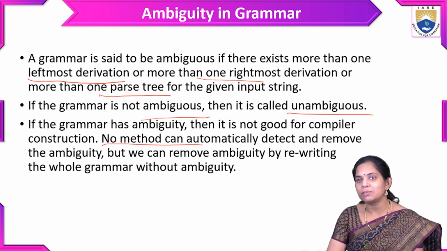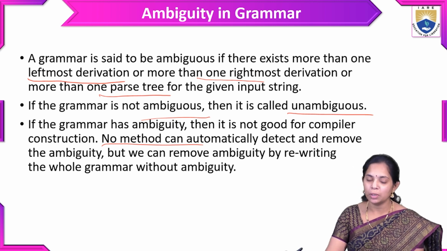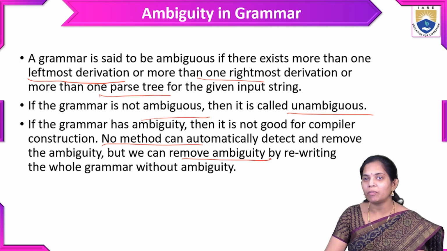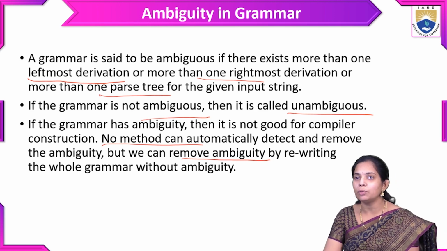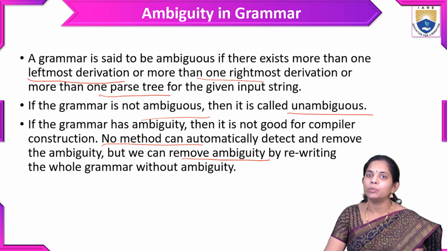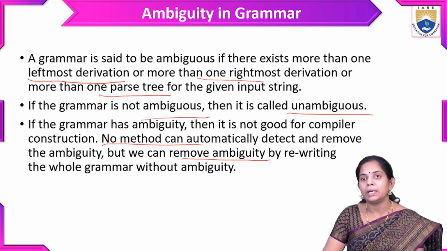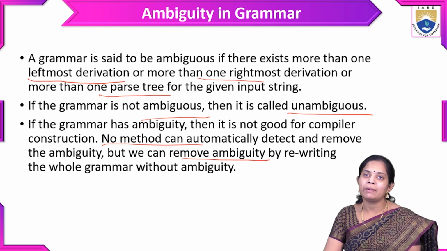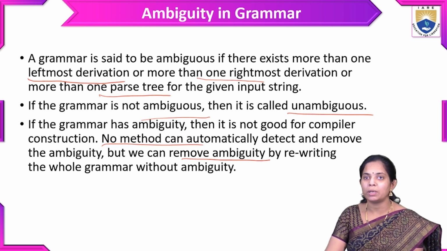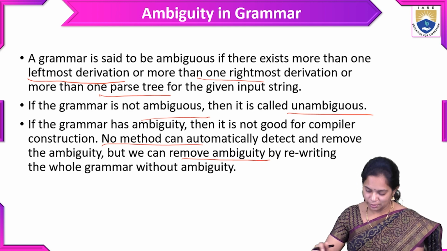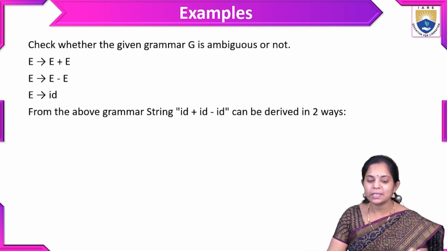So what is the solution for this? We have to remove the ambiguity by rewriting the grammar. We have to rewrite the grammar to remove the ambiguity. So what is ambiguity and how do we derive leftmost or rightmost derivations for a string with ambiguity? We'll check. So here is the example.